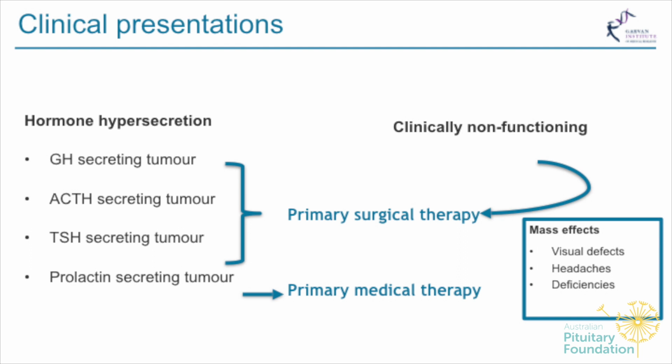Clinical presentations vary widely. We can have hormone hypersecretion syndrome, so growth hormone secreting tumours, ACTH secreting tumours, and TSH secreting tumours. And those are treated with primary surgical therapy. Prolactin secreting tumours tend to respond exquisitely well to medical therapy, and so we treat them medically in the first instance. And then we have those tumours that are clinically non-functioning or that don't produce any hormones. And they may or may not have mass effects such as visual defects, headaches, and deficiencies in other hormones. And depending upon those, we may or may not consider surgery as primary treatment.